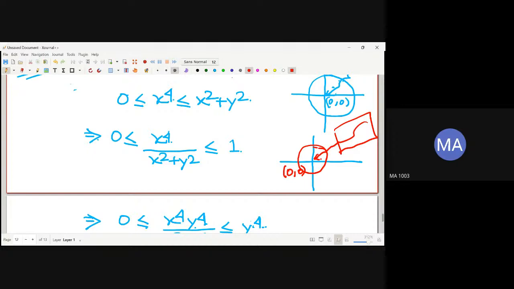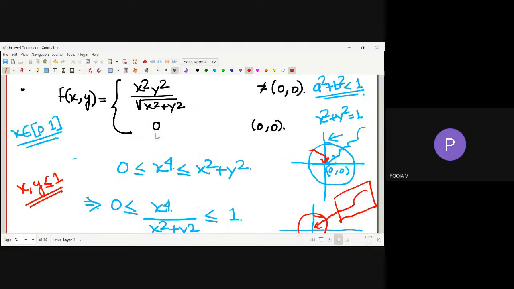So, sir, if in the denominator it's x square minus y square, then is it still the same way? I guess you will still get the same limit. I guess it will not create any problem. But I don't think the same argument will work, at least the way I have done it here. If we take x square minus y square.